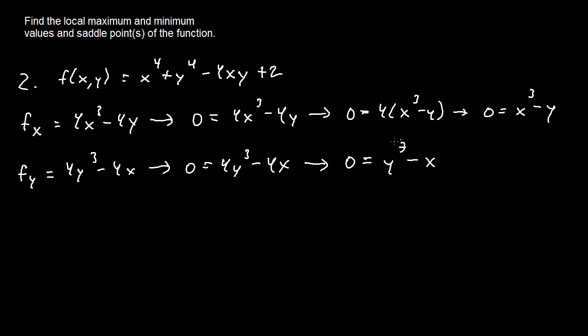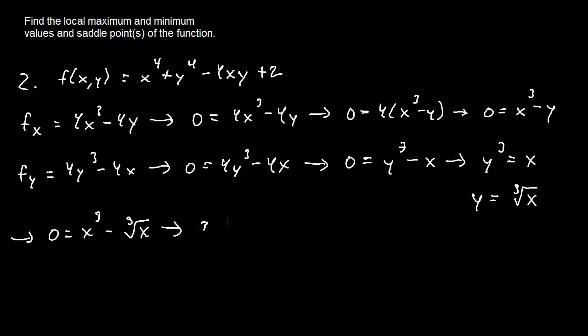So what I'm going to do now is go ahead and take this bottom equation, isolate y. So in this case, I'm going to go ahead and add over x, so y cubed equals a positive x. And I'm going to say y equals the cube root of x. So now what I can do is take what I found for y and substitute into the top equation for y. So then we get 0 equals x cubed minus the cube root of x. So what I'm going to actually do here is go ahead and add over the cube root of x. So we get the cube root of x equals x cubed.